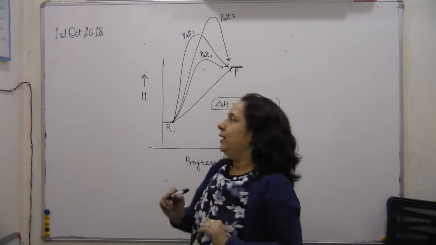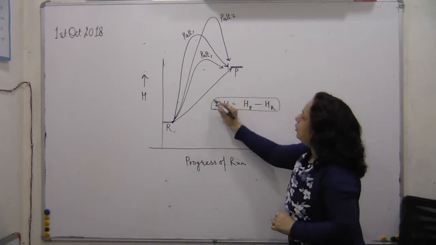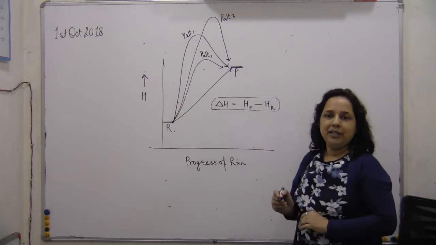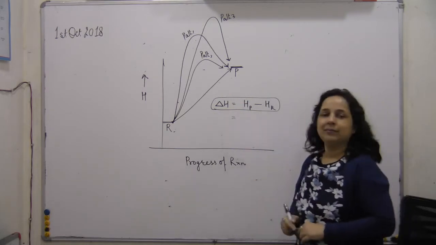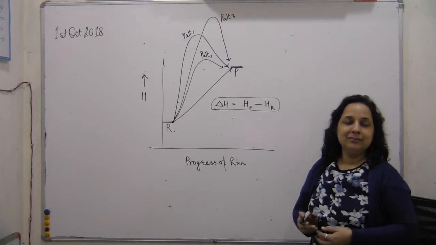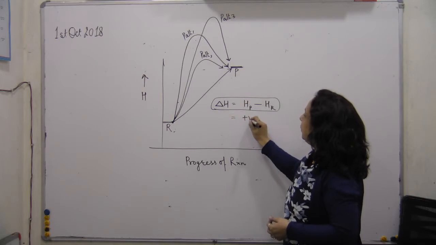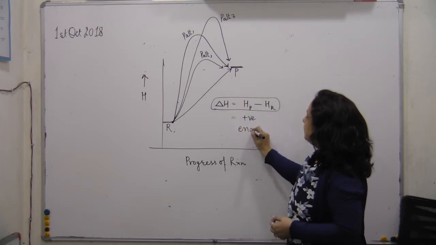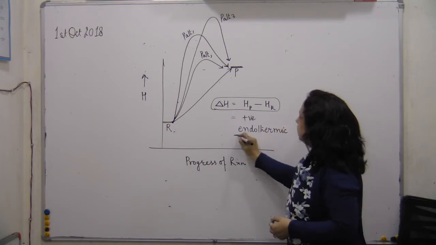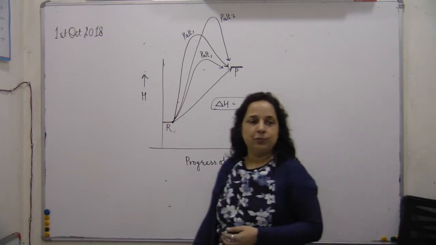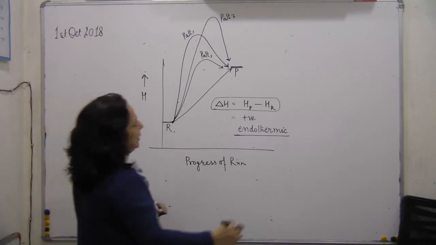Yes, ma'am. Now, if we have this process, the value of delta H, it will be positive or negative? Tell me. Product minus reactant is positive. That means the process is endothermic. If delta H is positive, this process is called endothermic process.